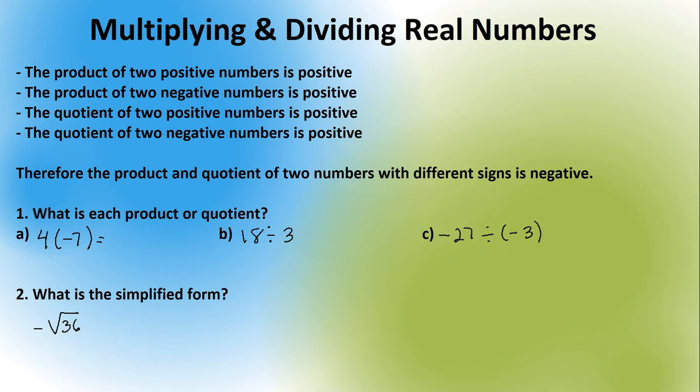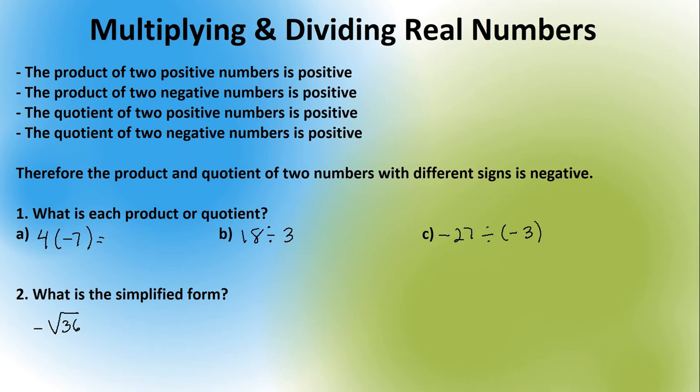Multiplying two positive numbers together, you end up with a positive product. When you multiply two negative numbers together, you also get a positive product. Now let's talk about dividing. When you're dividing two positive numbers together, your quotient is also going to be positive. And just like when you divide two negative numbers together, your quotient will also be positive.